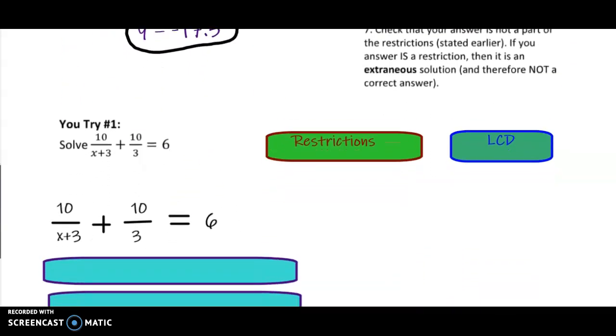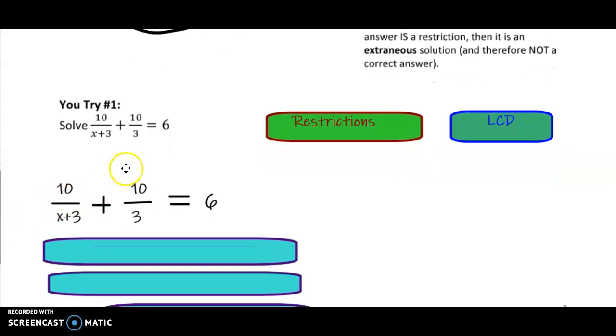So for the first you try, I want you to pause the video and solve the problem. Remind yourself you need to find the least common denominator and the restrictions and multiply through by the least common denominator. So pause the video now and try that problem.